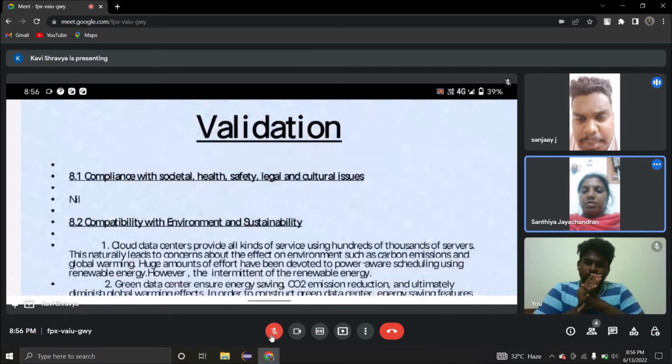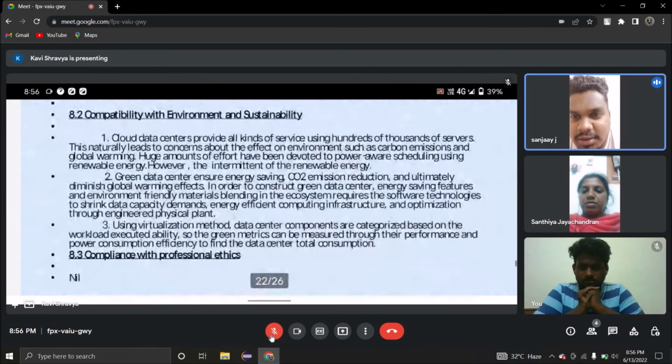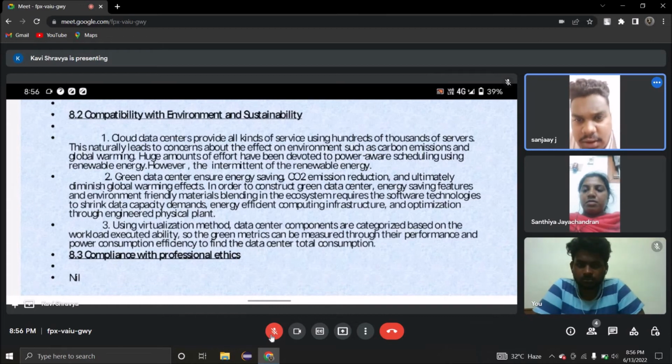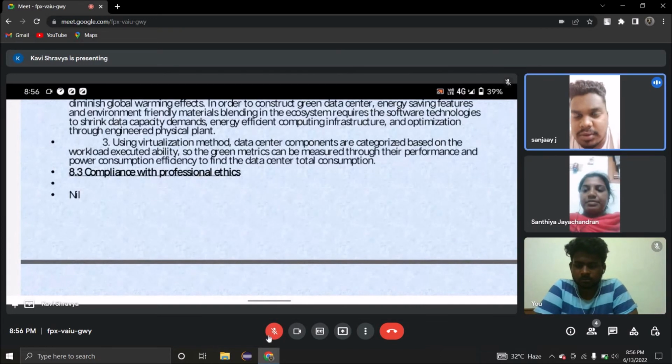Validation: compatibility, environment, and sustainability. Clouds store data and provide all kinds of service using hundreds of thousands of servers. This naturally leads to concerns about the effect on the environment such as carbon emission and global warming. A huge amount of effort has been devoted to power scheduling using renewable energy. Using virtualization methods, data center components are categorized based on the workload execution ability. So the green version improves their performance.